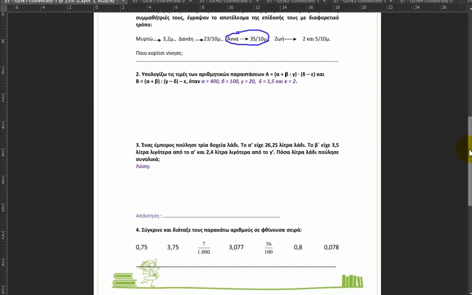Next up, we have order of operations. So here, basically, A is 400, B is 100, gamma is 20, delta is 1.5, and epsilon is 2. So we need to substitute here. Wherever A, we're going to put 400. Wherever B, we're going to put 100. We need to substitute. So capital A is different than small a, so this is going to be equal to what?